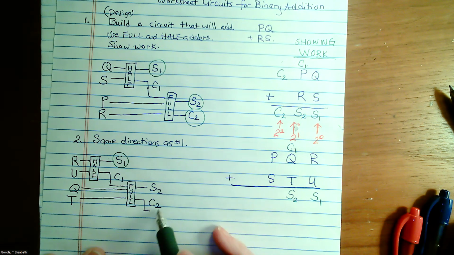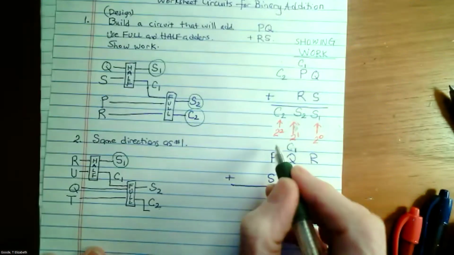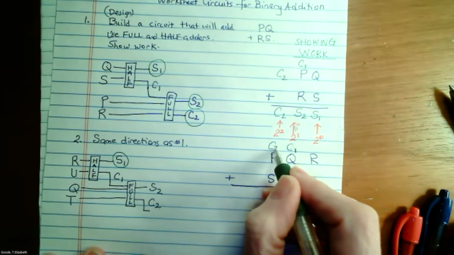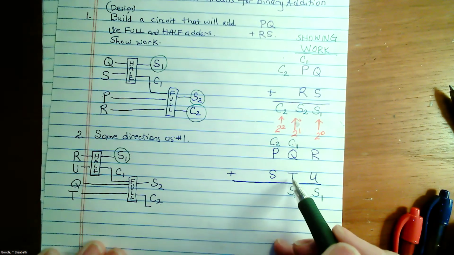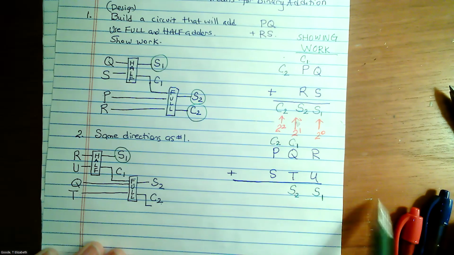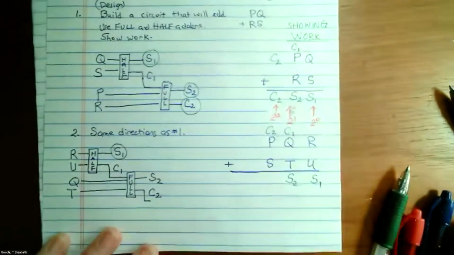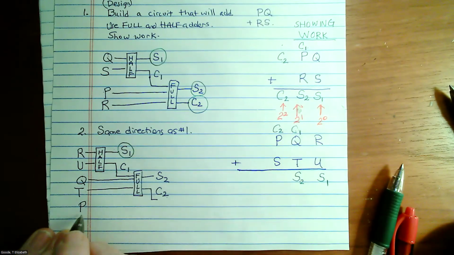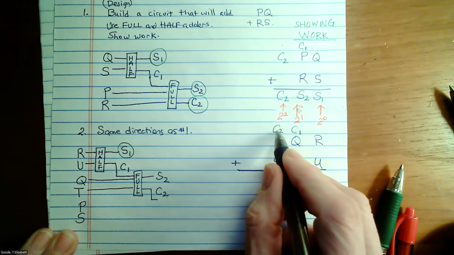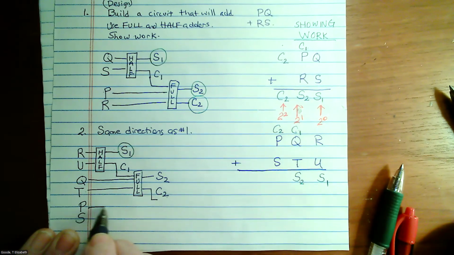And where does the C2 go? Above P. That's right, it goes one column to the left of the column containing the digits whose addition generated it. So now what should we do? We need to input P and S. That's right, P and S. And they're in the same column together with C2. So we're going to add those together.